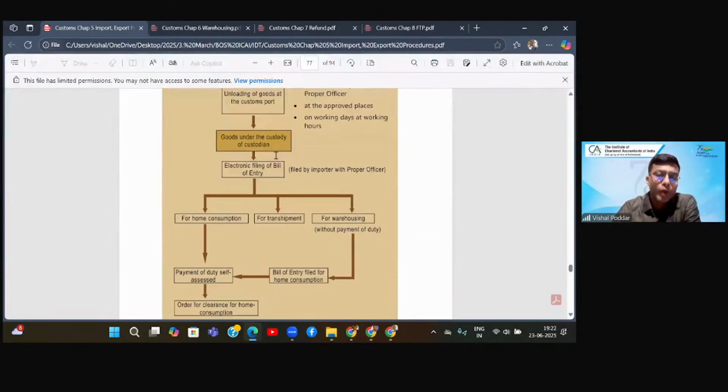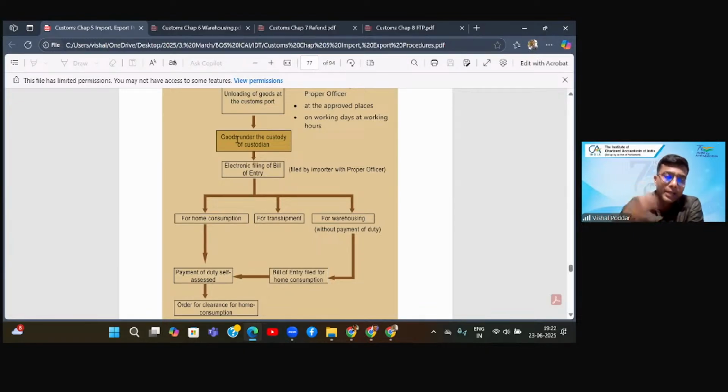Then once they are unloaded, they are not given to the importer directly. They go into the custody of an authority, which is generally the Port Trust Authority, which is here called the custodian. So the goods, after being unloaded, are not given to the importer. They go into the custody of the custodian, which is the port authority.